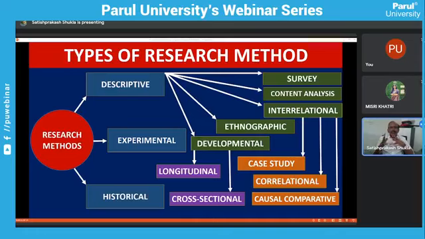And there are three types of interrelational research method. Number one, correlational research method, then case study research method, then causal comparative research method. Causal comparative research method is also known as ex post facto design. Ex post facto design.